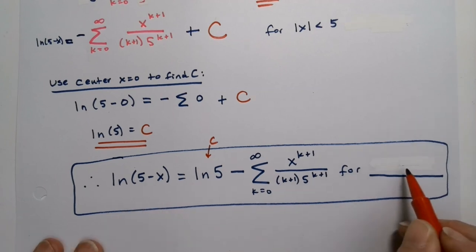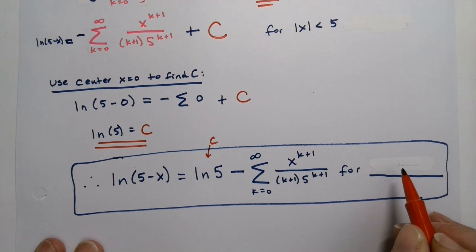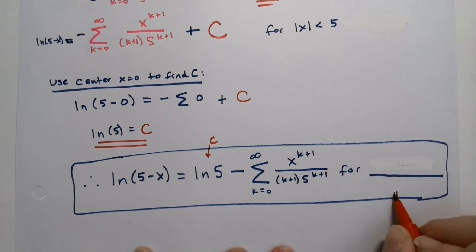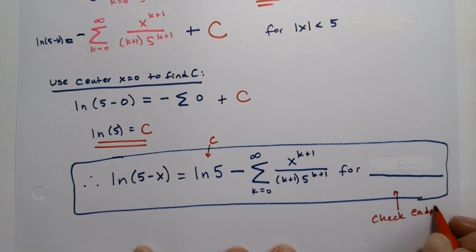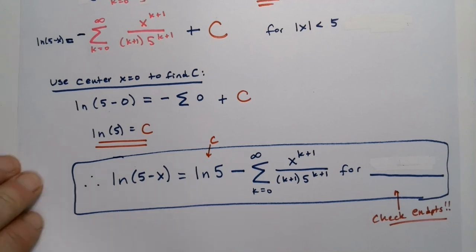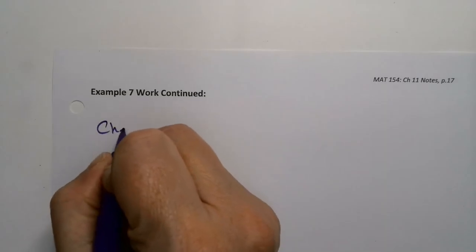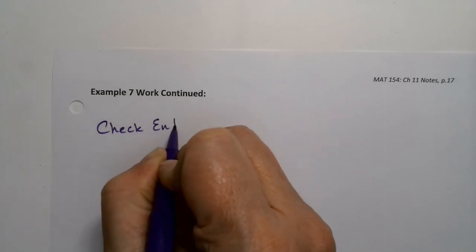But it's only going to be true for an interval. It's going to involve negative 5 and 5, but I don't know if it's going to be equal to or not. So I'm going to have to check endpoints. And that's why I left us room on the next page. All right, so let's check those endpoints.